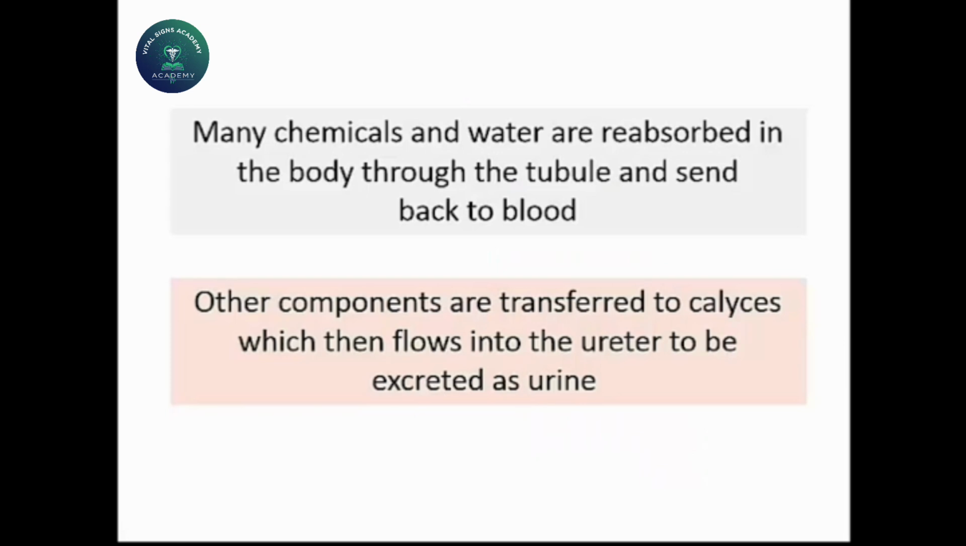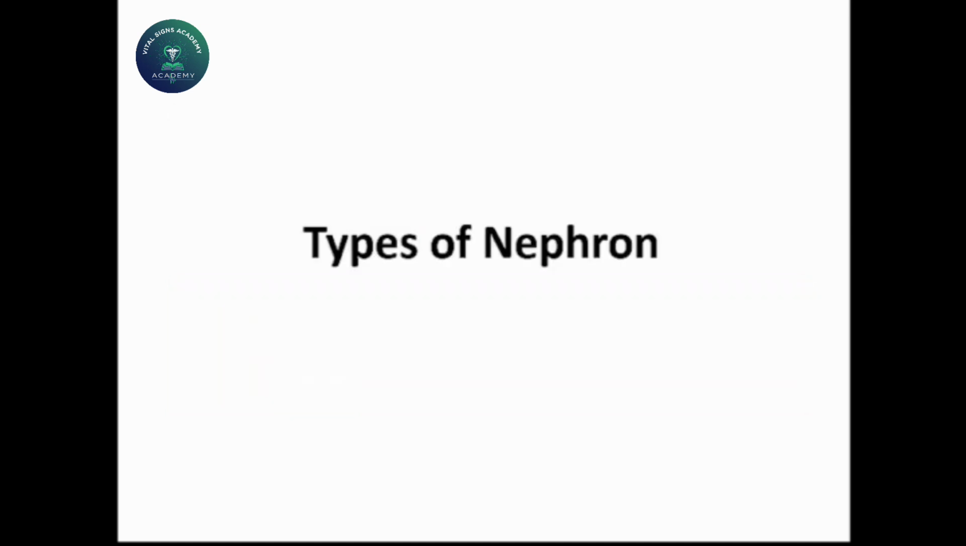Many chemicals and water are reabsorbed in the body through the tubule and sent back to the blood. The other components are transferred to the minor calyx and finally move on to the major calyx, which then flows into the ureter to be excreted as urine. Let us now discuss the types of nephron.